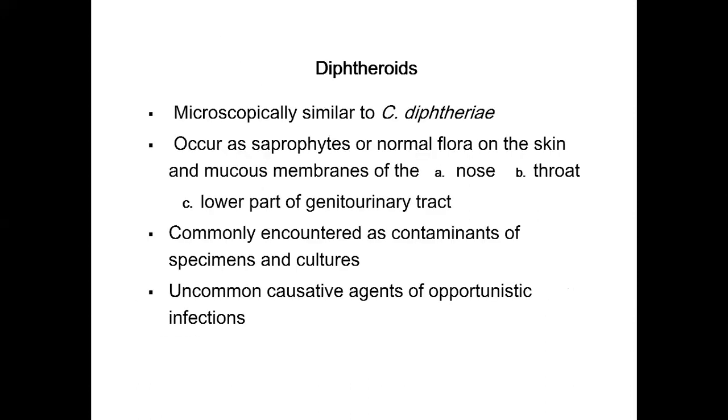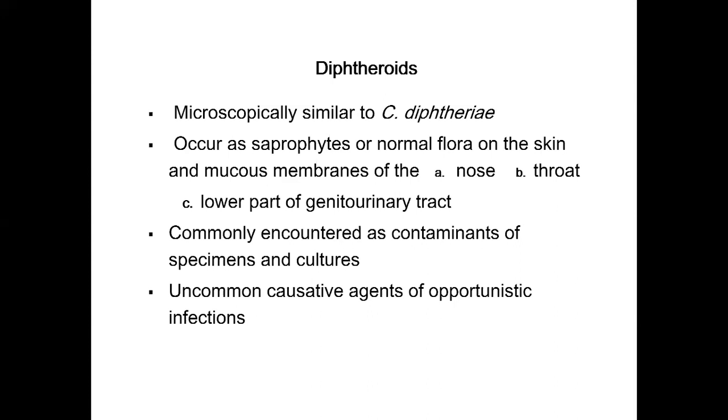Then the diphtheroids. These are organisms which are very similar to Corynebacterium diphtheriae. They occur as saprophytes in various parts of the environment, and they are part of the normal flora on the skin and mucous membranes of the nose, of the throat, and lower part of the urinary tract. And they are commonly encountered as contaminants of specimens and cultures.